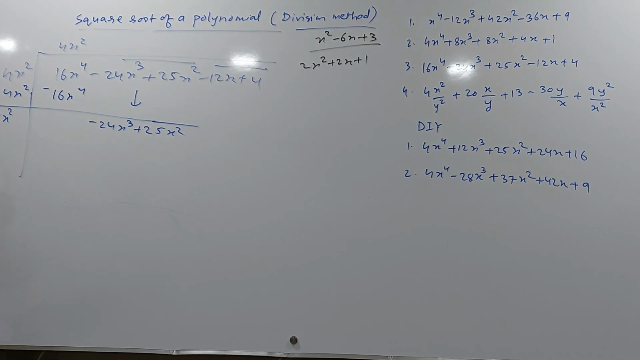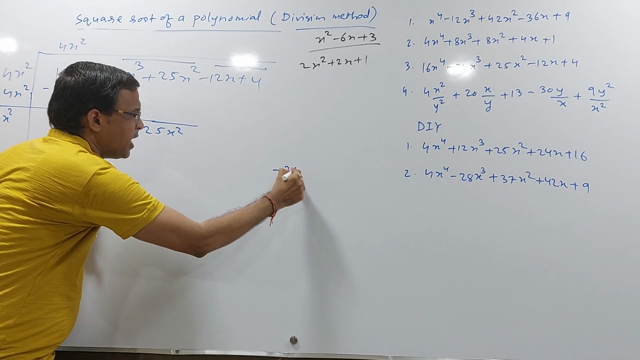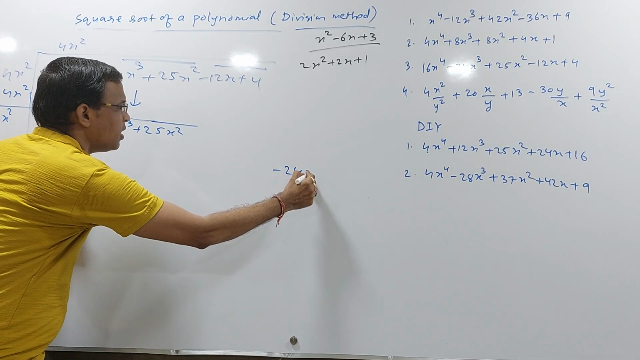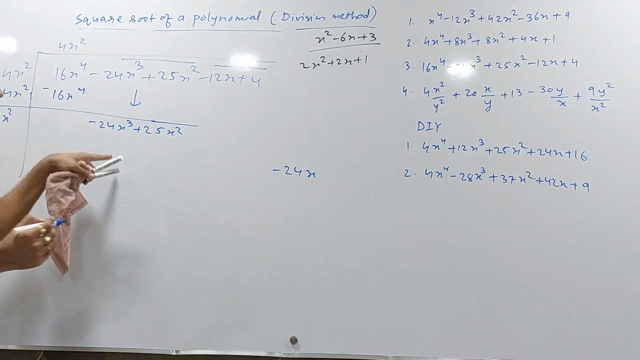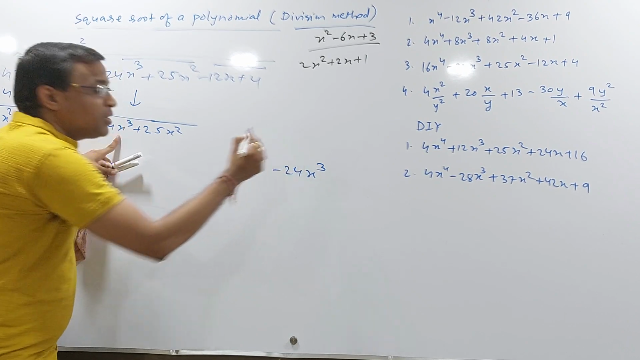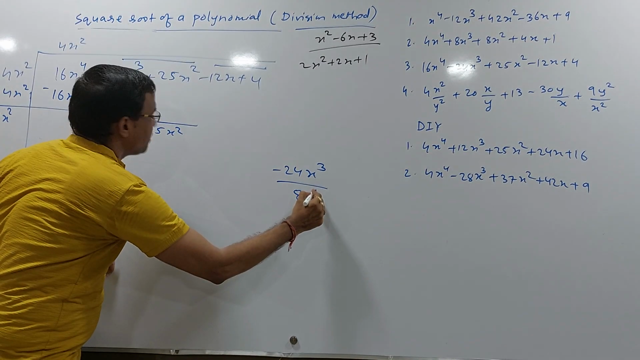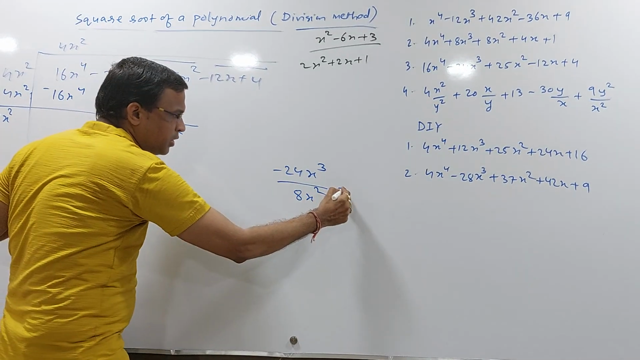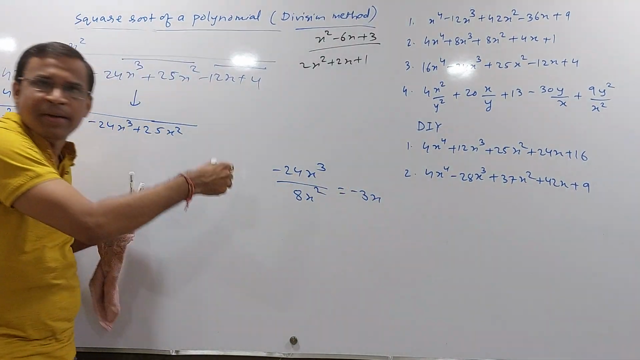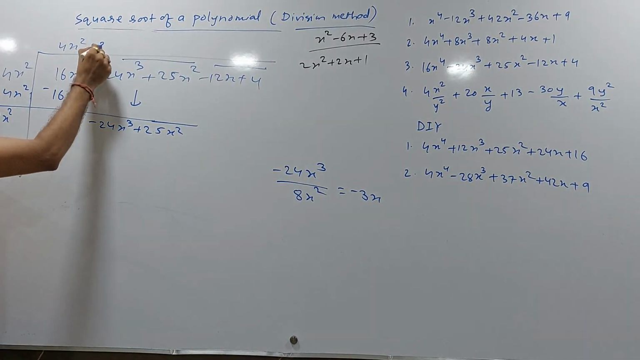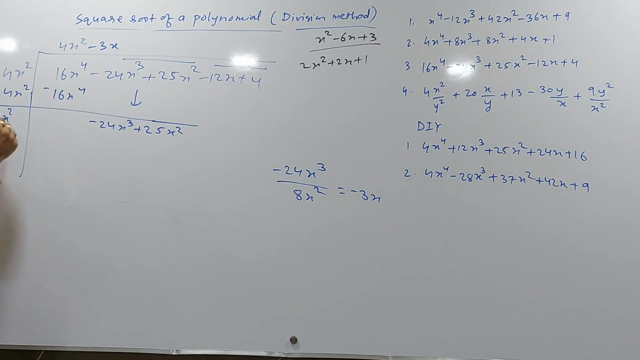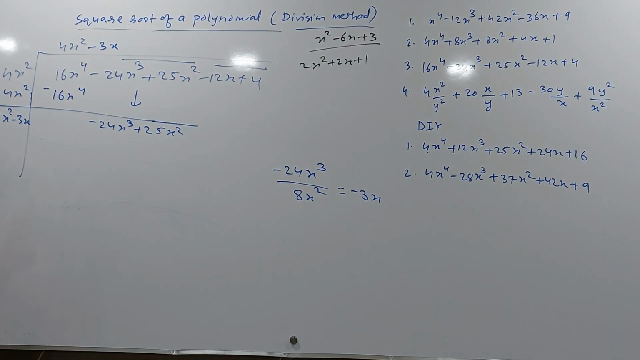Now you leave some space. Next step is I am writing the remainder, the revised dividend's highest degree term, complete term, and dividing it by the highest degree divisor, 8x square. So what I am getting is minus 3x. That is my next term. So I am writing it here, minus 3x, and here also minus 3x. Now two terms are there. So now just work it out.